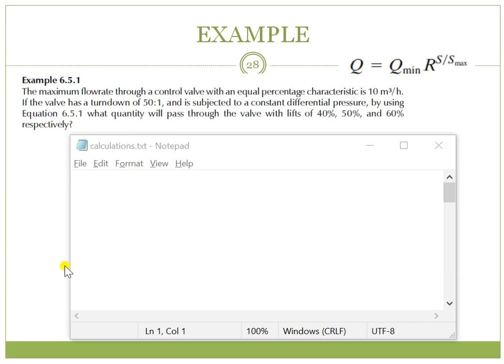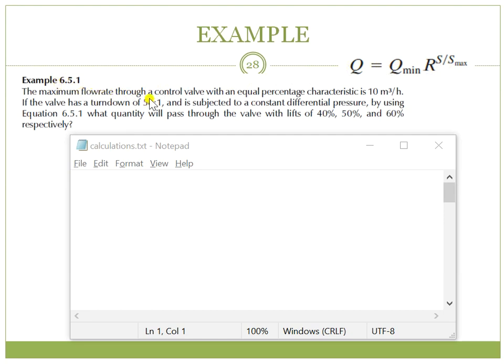The first example related to the valve flow characteristic which we have learned in the previous video. And in this example we will look into some calculations related to the equal percentage formula, which is given by Q equals to Q min R power of S over S max. Okay, let's look into this example.